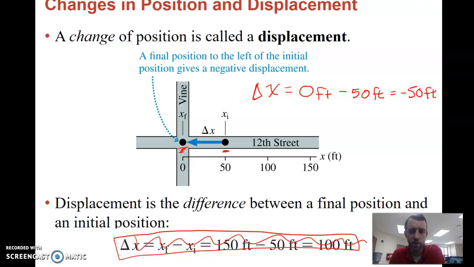So the displacement of this car, or this person, we'll say it's a person walking down 12th Street, is negative 50 feet based on this coordinate system. Now, you could have a different coordinate system, and then your displacement would be a little different. The negative sign, negative signs in physics just tell you direction. So since to the right is positive and to the left is negative, that just means this person walked 50 feet to the left.